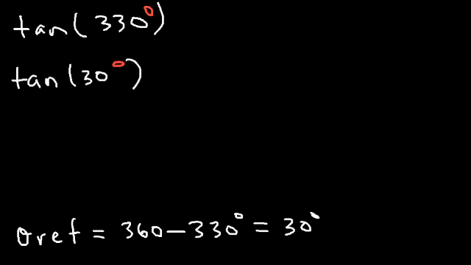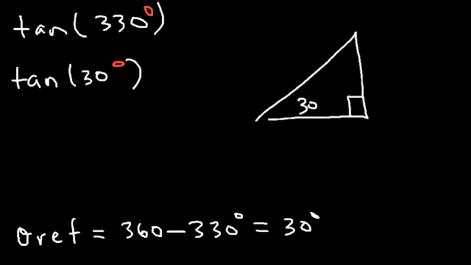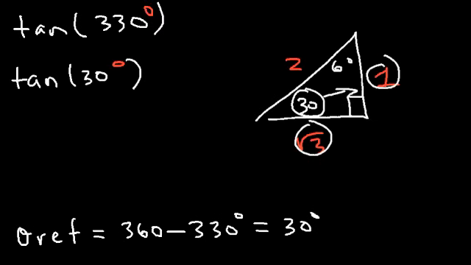So let's draw the unit circle. I mean, not the unit circle, but the 30, 60, 90 triangle. So across the 30 is 1, across the 60 is root 3, across the 90 is 2. So tan 30 is opposite over adjacent. So that's 1 over root 3. If we rationalize it, it's going to be root 3 over 3.